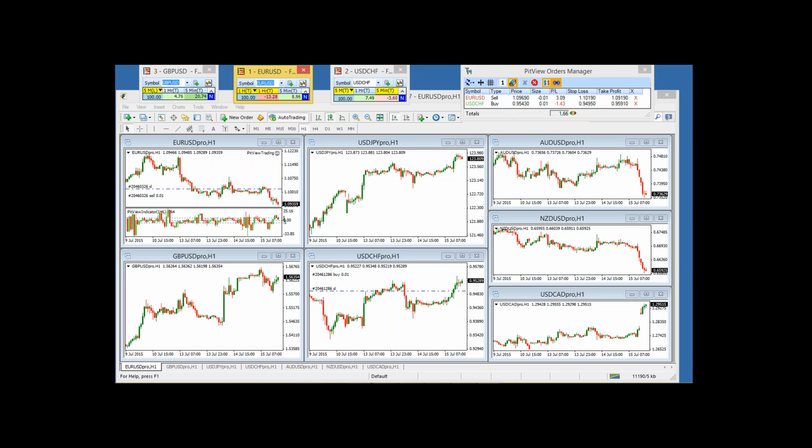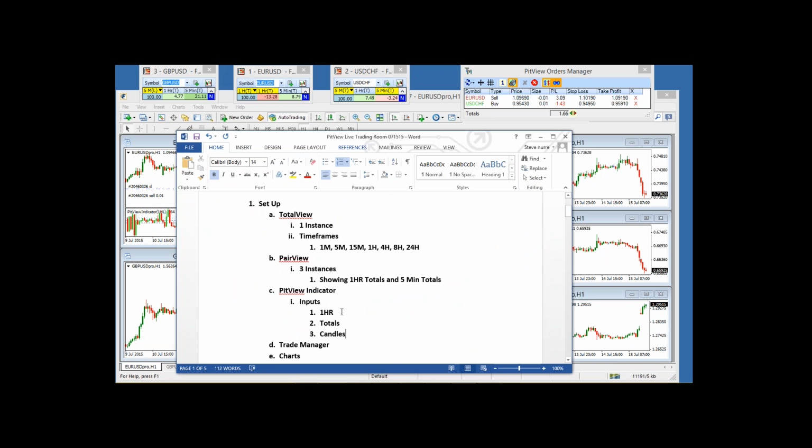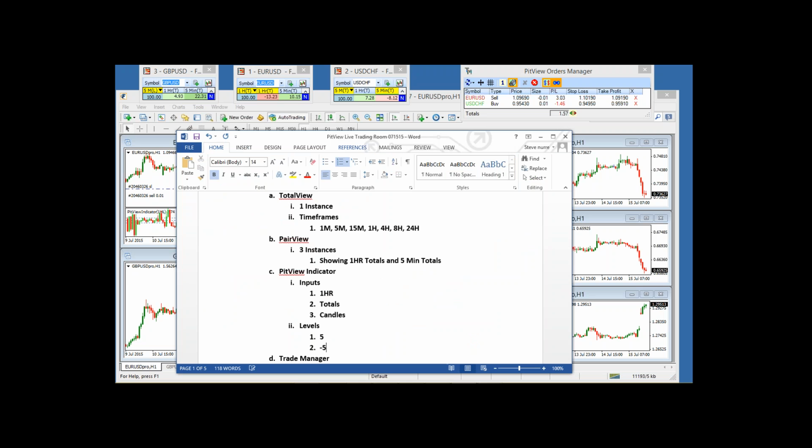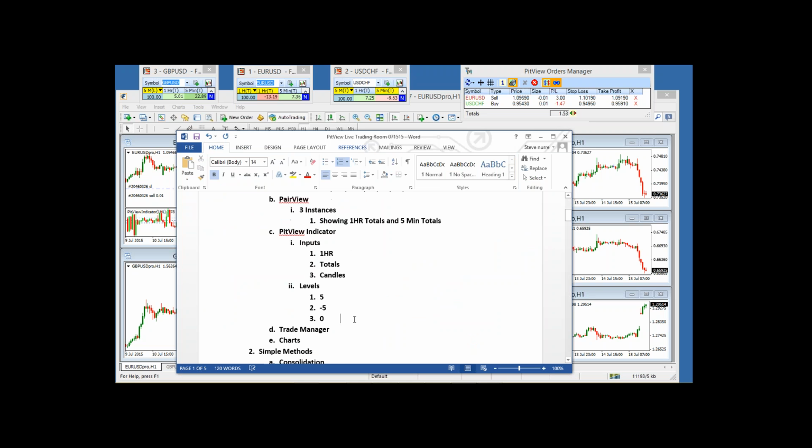So with that being said, the inputs, go 1 hour, go to totals, I choose candles, and then on the levels, I put in a 5, -5, and a 0 line, and those show my individual imbalances. Trade manager, all that's going to do is just show your open trades, and then the chart setup, I went through that right at the beginning.